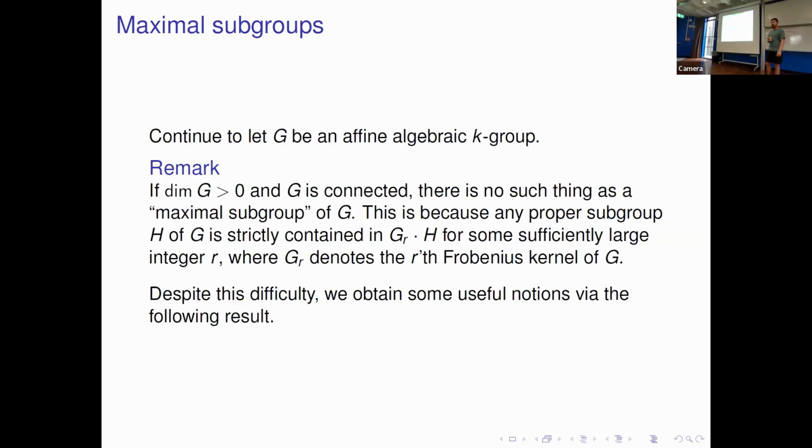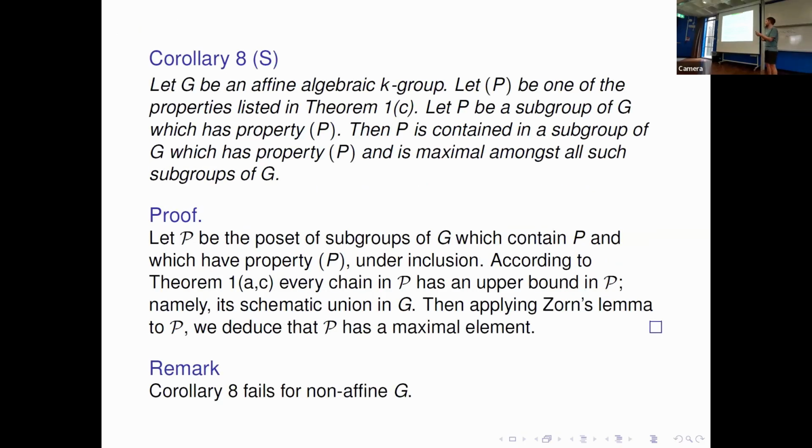So what are all those people talking about? What are Liebeck and Seitz and everybody talking about? Is it nonsense? The answer is yes. They've been talking nonsense all these years. No, no. Corollary: you take an affine algebraic group, you take one of the properties listed in this theorem, then you take a subgroup which has this property. Then it is contained in a maximal such subgroup. So you need to talk about a certain property.